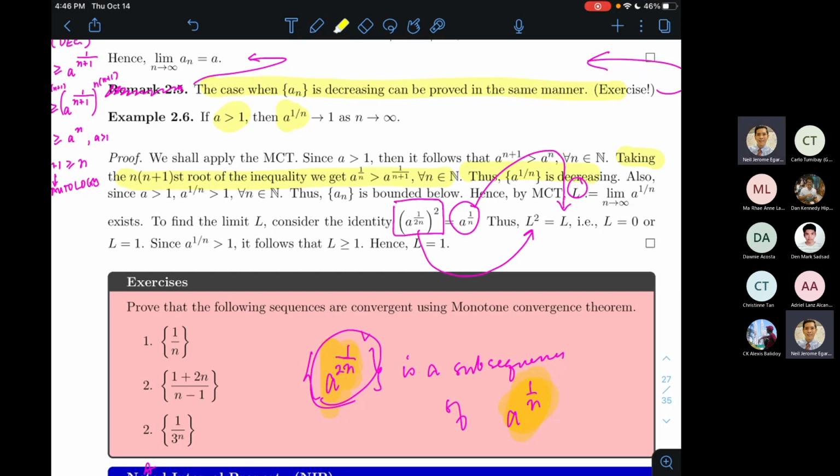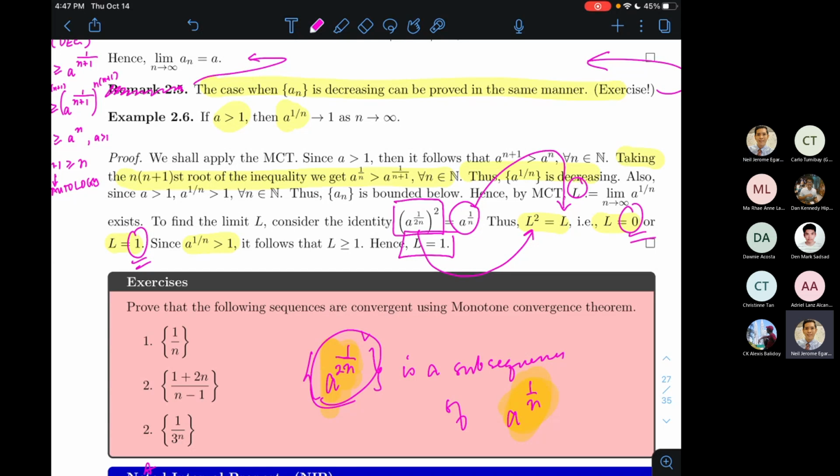Now, we now know that the limit L satisfies L squared equals L. But the equation L squared equals L only has two solutions, either L equals 0 or L equals 1. Pero dahil yung sequence ay bounded below by 1, ibig sabihin alam natin sa infimum siya mag-converge. Pero si 0 at saka si 1, parehas lower bounds. Pero ang pinakamalaking lower bound actually would be 1 kasi mas malaki siya kay 0. So that means the limit is indeed equal to 1.